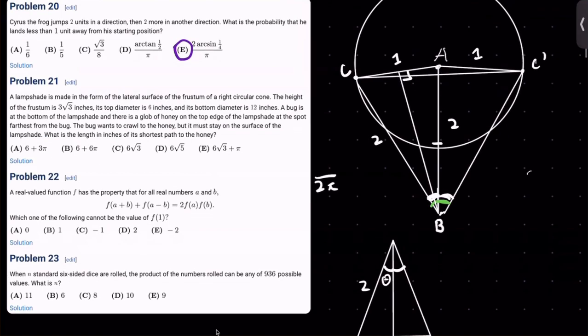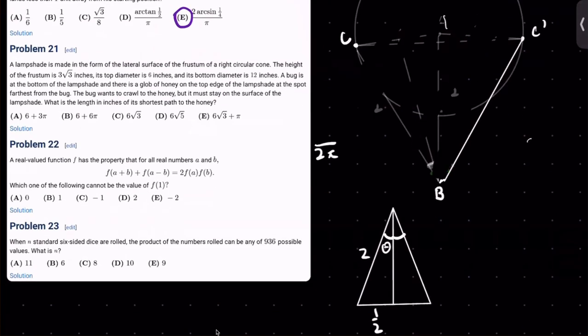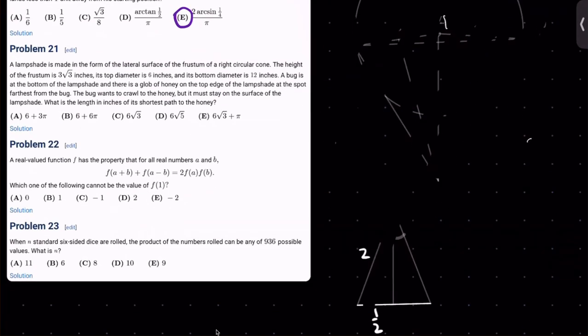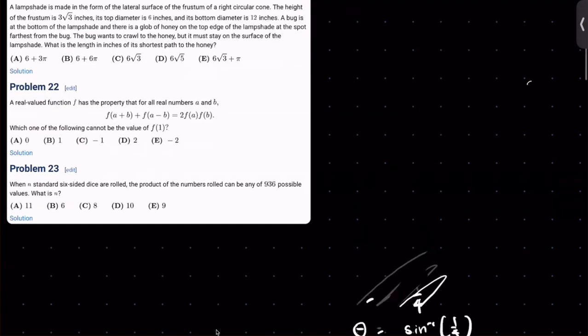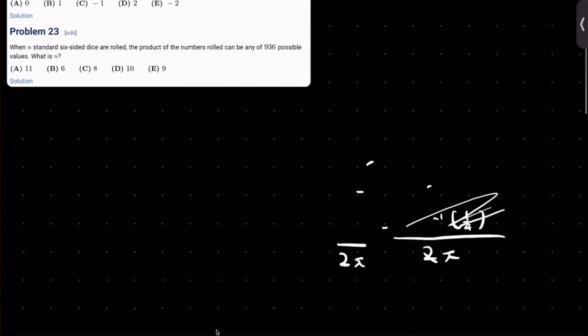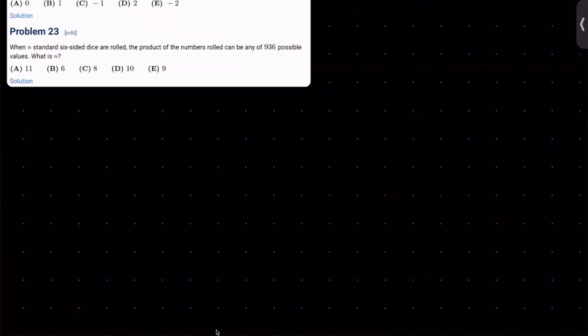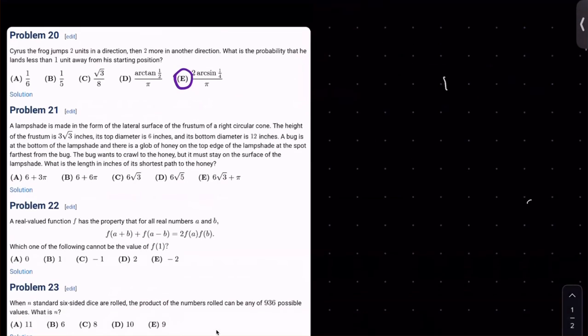Okay, that was really fun, right? Let's do problem 21 now, as I erase all of this. Okay, that did not turn out well. Okay, now let's do problem 21.